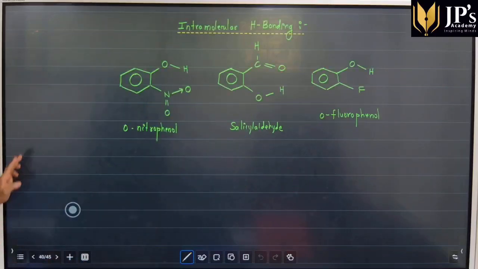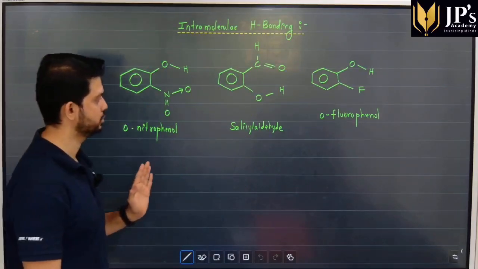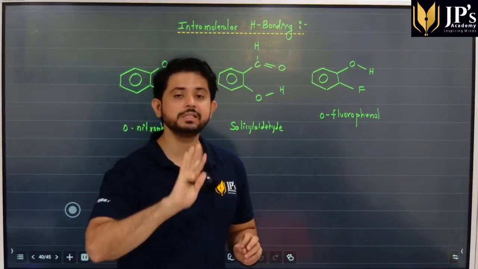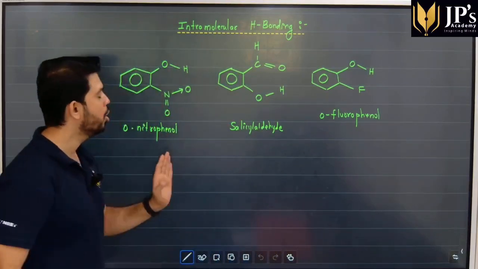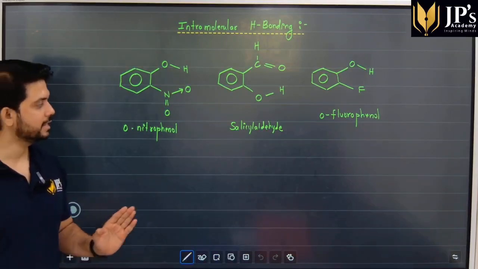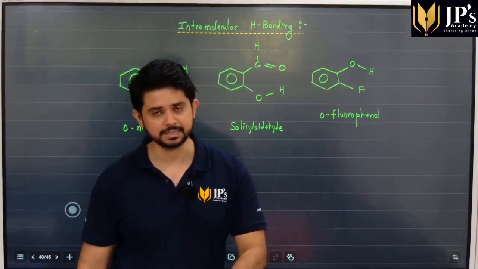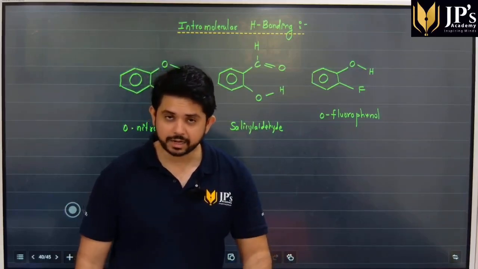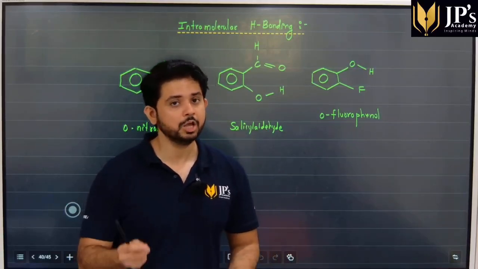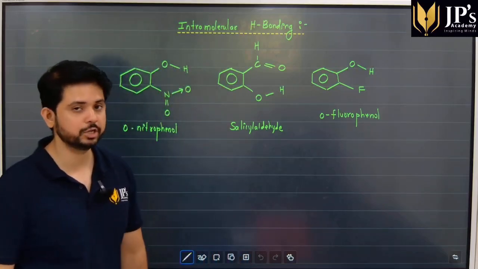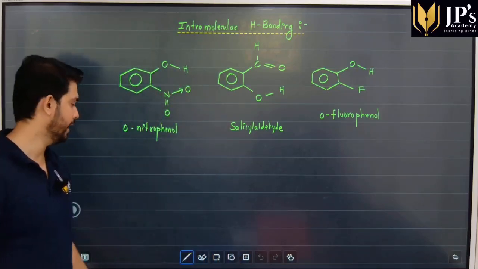Next we have, students, intramolecular hydrogen bonding. So intramolecular hydrogen bonding is hydrogen bonding within the molecule. So for example over here orthonitrophenol, salicylaldehyde, orthofluorophenol. There are many more examples, students. Salicylic acid, chloral hydrate is a good exception. Though chlorine should not show hydrogen bonding, there is intramolecular hydrogen bonding in chloral hydrate.